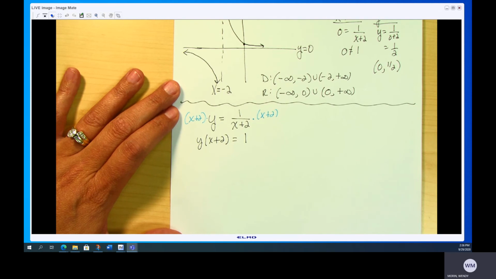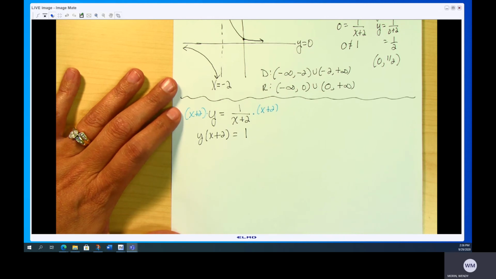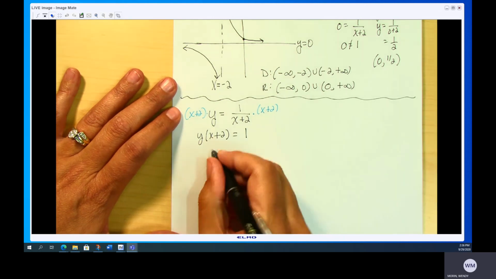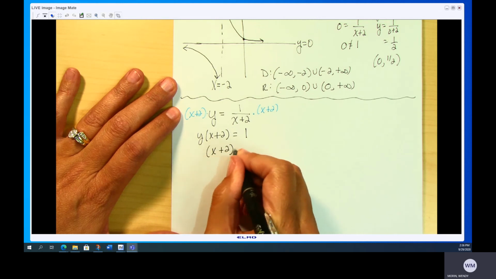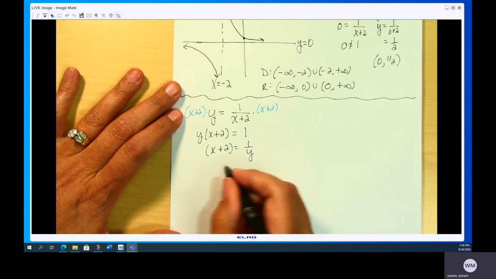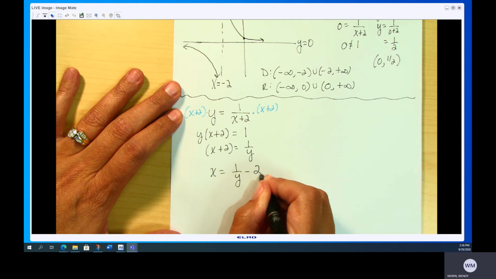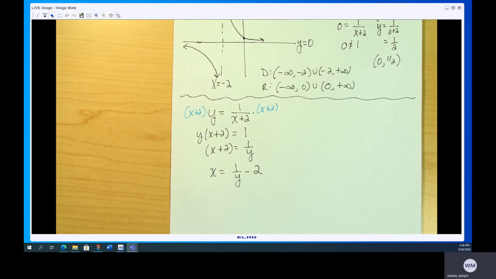Okay, we're trying to solve for x. All you're doing is rearranging the equation. So what would you do next to get the x by itself? Divide by y, and then what? Subtract 2. Okay, so now that you rearranged the equation and got x by itself, looking over here, what would cause us a problem for y?